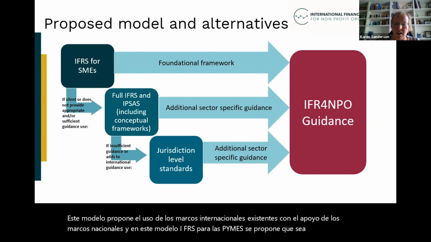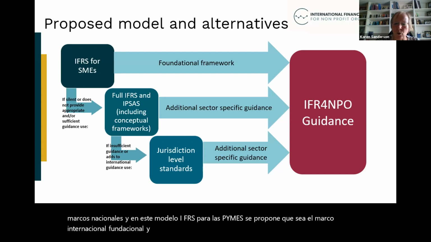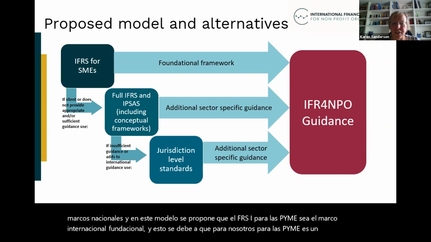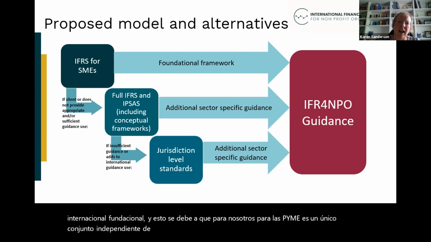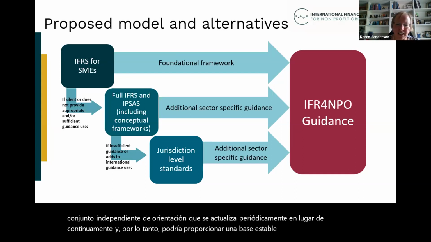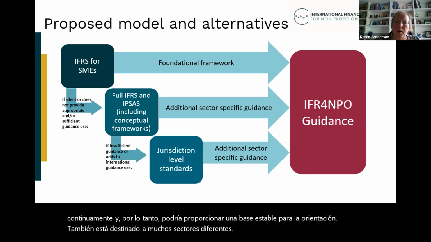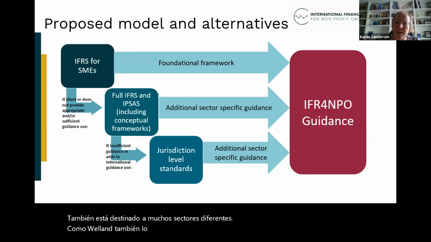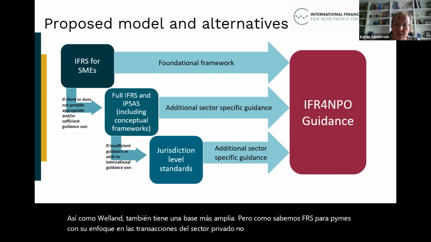And this is because IFRS for SMEs is a single standalone set of guidance that is periodically rather than continuously updated, and so could provide a stable base for the guidance. It's also intended for many different sectors as well, and so it has a broader base. But as we know, IFRS for SMEs, with its focus on private sector transactions, doesn't address all NPO specific issues.